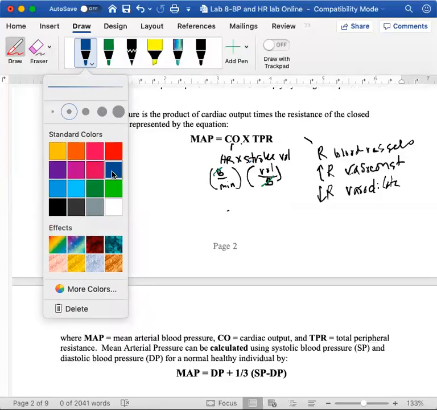I wish these would just go away. Let's see. Let's do the green color, the dark green, so you guys can actually see it.